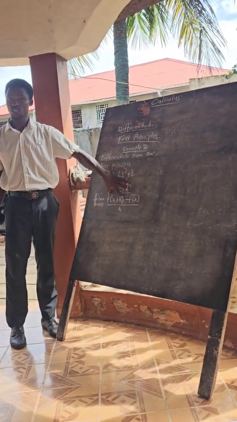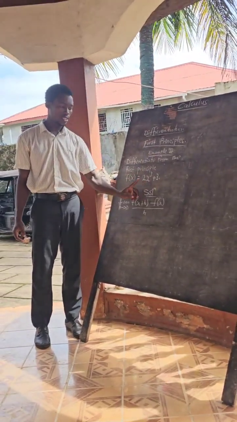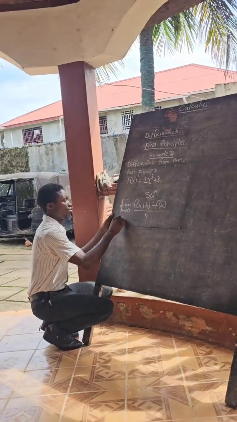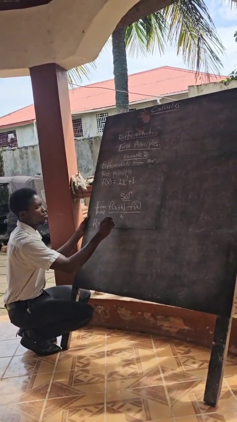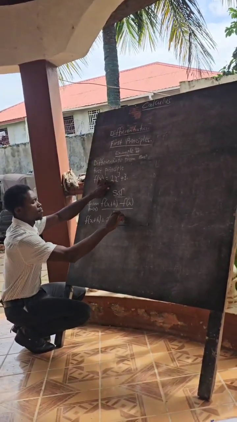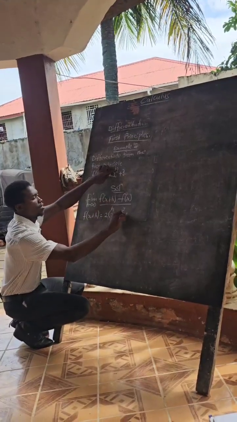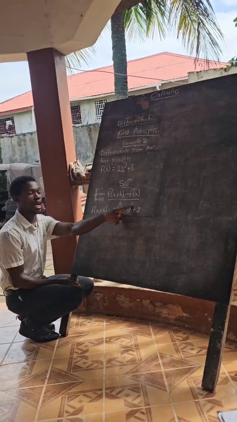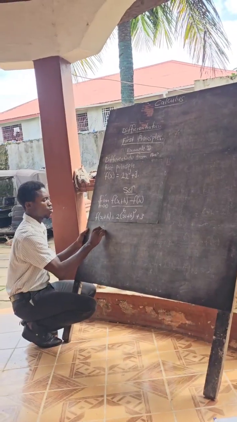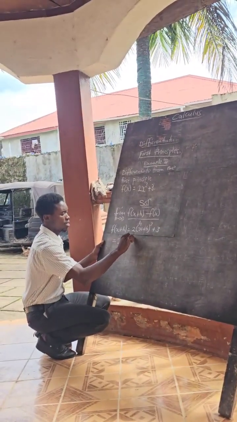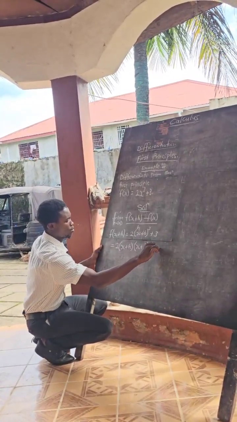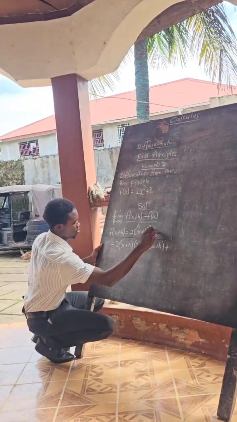First take f of x plus h. In this question, anywhere we see x, we replace it with x plus h. So f of x plus h equals 2 into x plus h, raised to the power 3, plus 3. Because it has power 3, it means we multiply the bracket by itself 3 times. So that will give us 2 into x plus h multiplied by x plus h multiplied by x plus h, plus this 3 here.